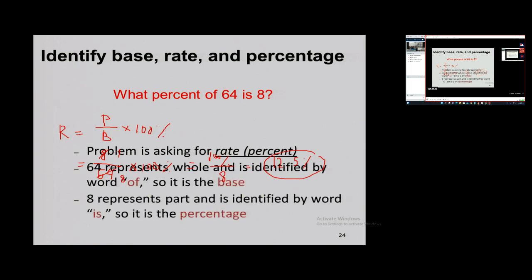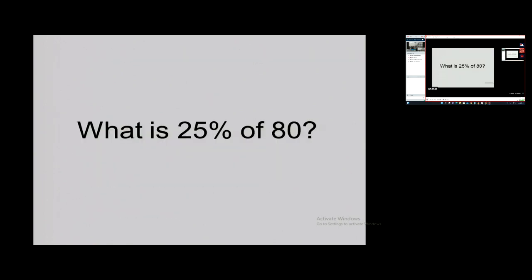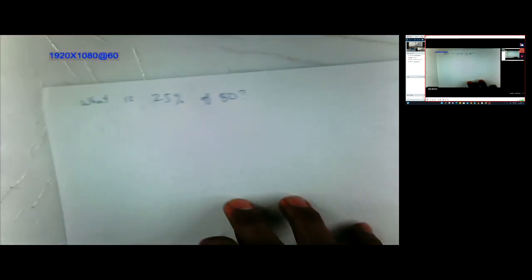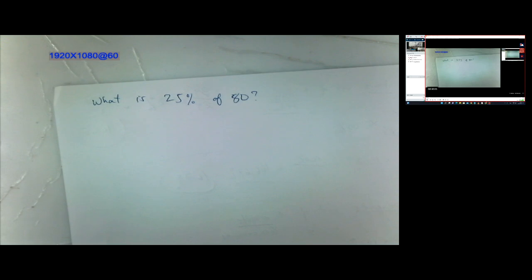Let's have another example. Now, what is 25% of 80? What value is missing? Is it the percentage, the base, or the rate? What is missing? Anyone? What is missing in this problem? Okay, again, what is 25% of 80?